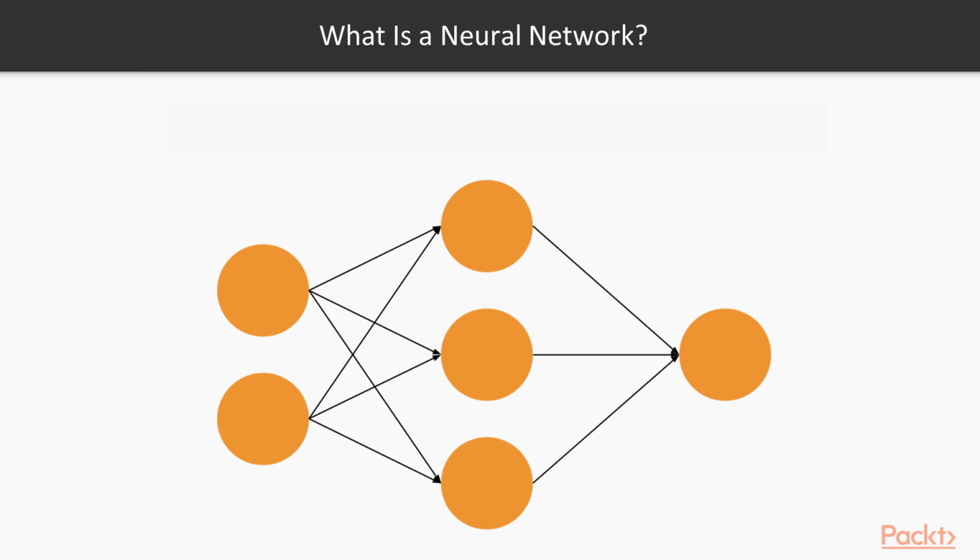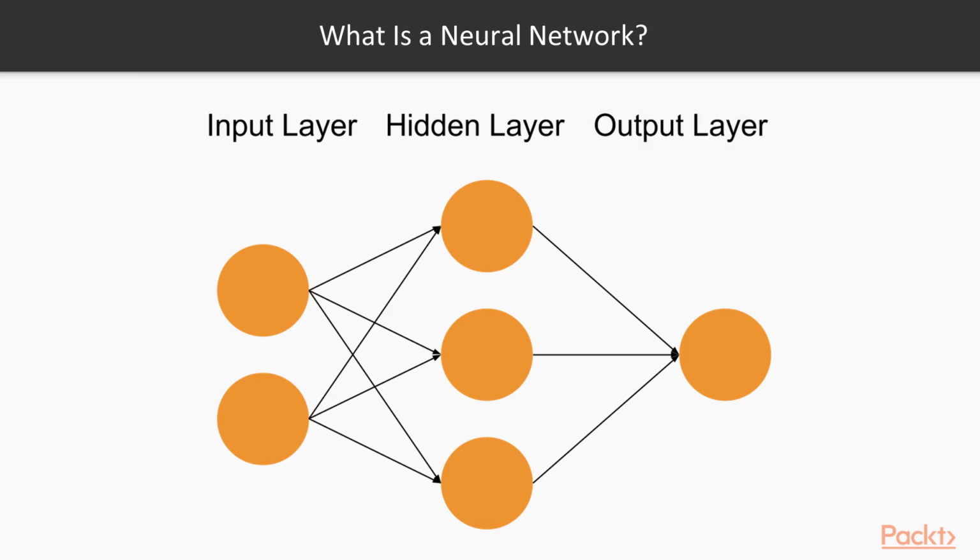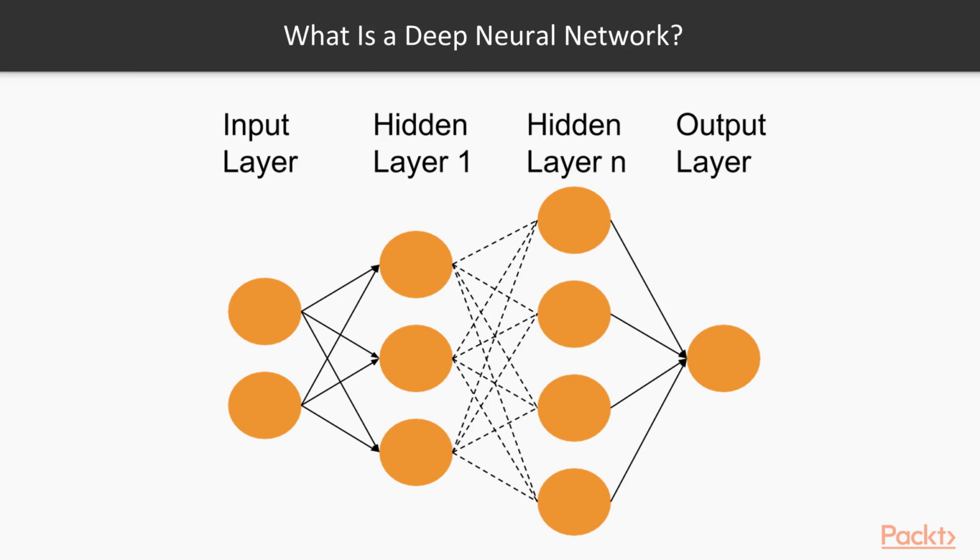Let's look at this diagram over here. This is the typical structure of a neural network, which has an input layer, which takes in your input data, a hidden layer, which does processing and learns from the data, and the output layer, which outputs the final result. A deep neural network is nothing but a neural network in which there are more than one hidden layers.